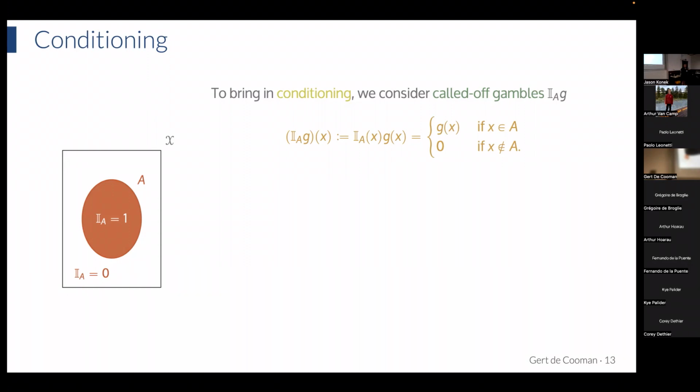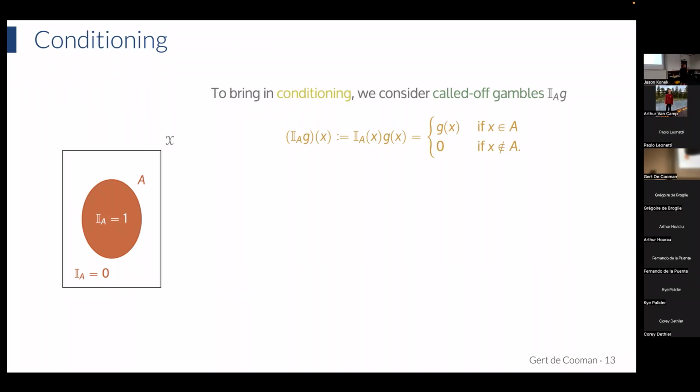So this means that in any element X, if X is in A, then I get the product of 1 with G, so I get G of X. And if X is not in A, then I get the product of 0 with something, and that is also always 0. So the called-off gamble is equal to 0 outside A. So it's called off. There is no transaction. There's no result.